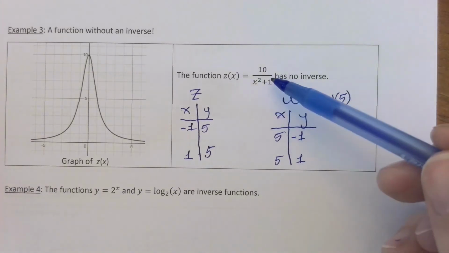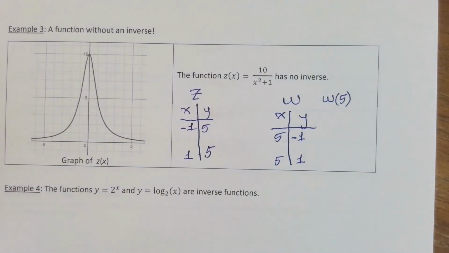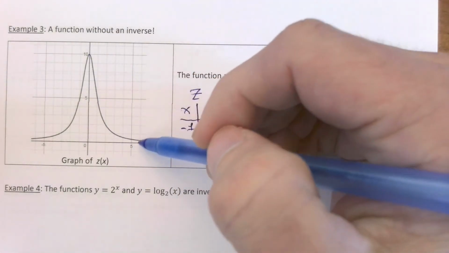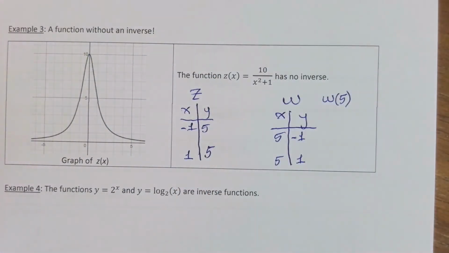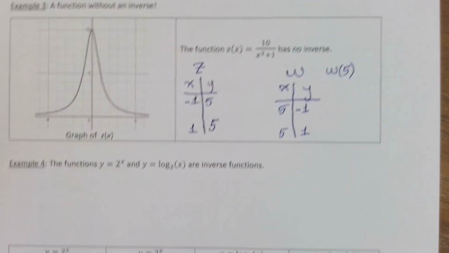So this z function has no inverse function. But notice that if you restricted the domain, you would have an inverse function. In other words, if you just took everything to the right of the y-axis and said x's have to be greater than or equal to 0, you'd have a one-to-one function, and it would have an inverse.